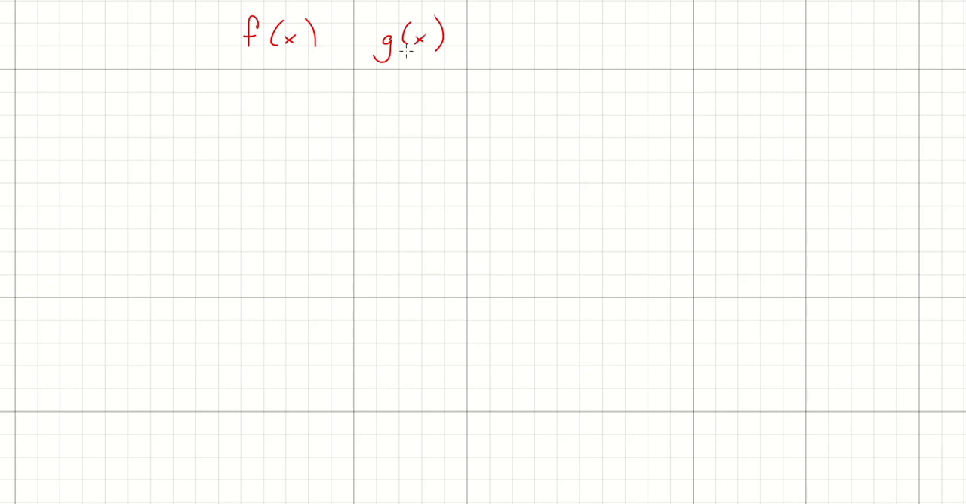The composition of f with g. Okay, if these are inverses, this is going to be what? That's the same thing as this, which better be equal to what? Every time, anything but x, and you're done. Cooked. You're done.